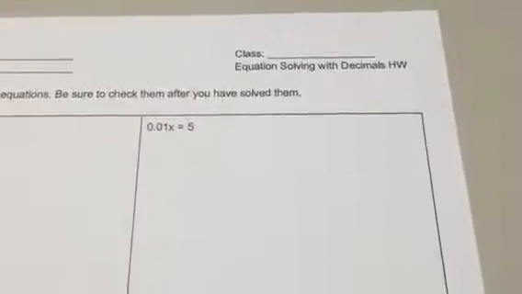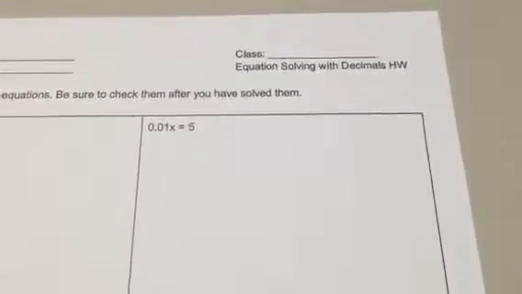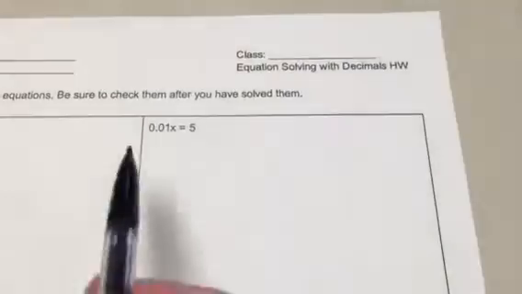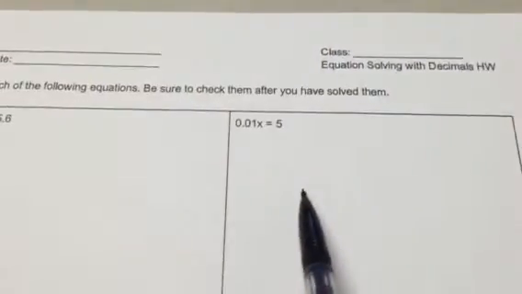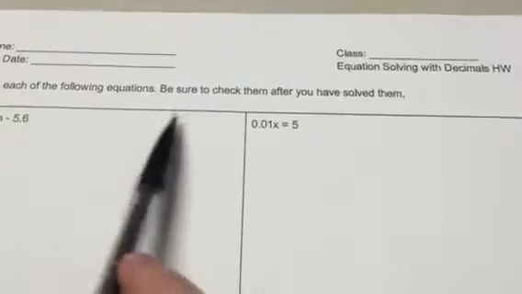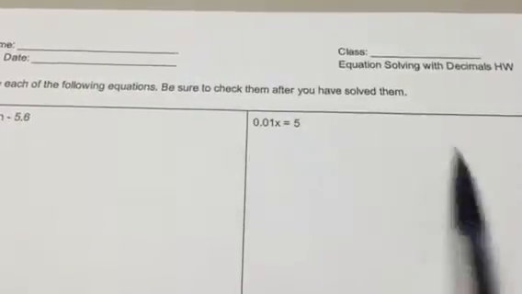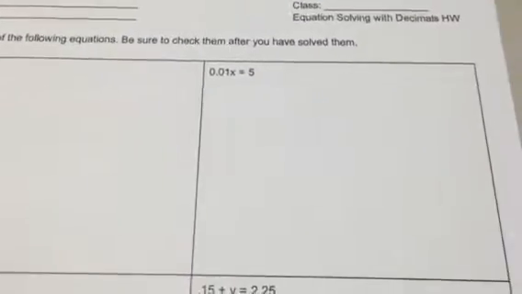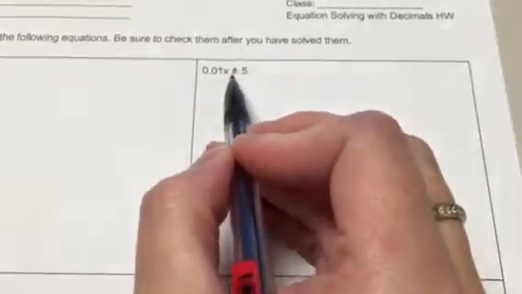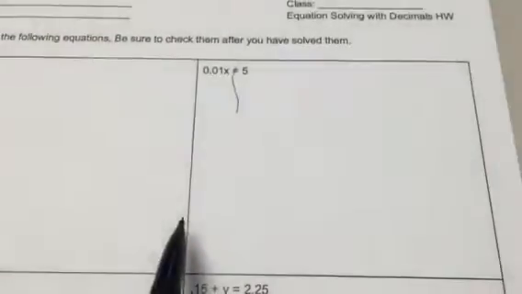This is the equation solving with decimals homework. So I'm going to start with number 2. The directions say make sure to solve each of the following equations and check them after you've solved. So this first one, I'm going to draw my line down at the equal sign.